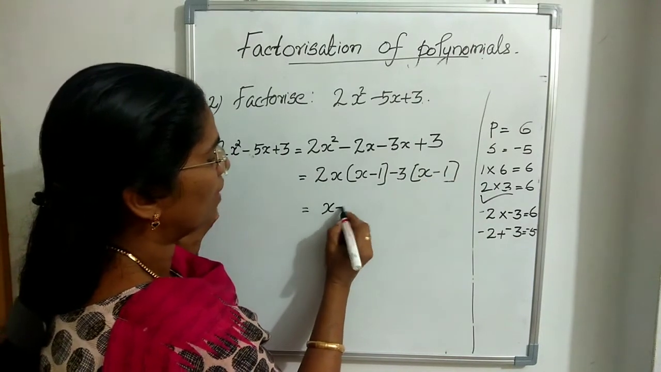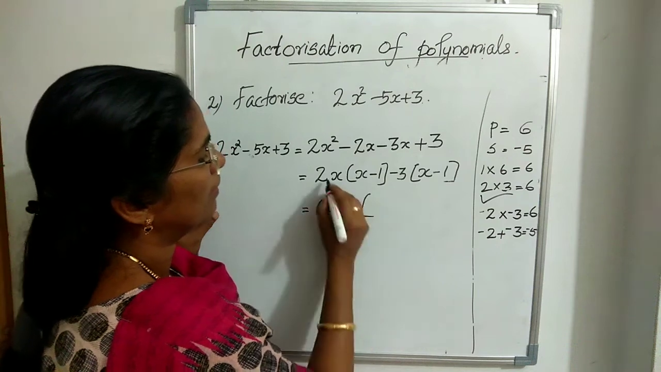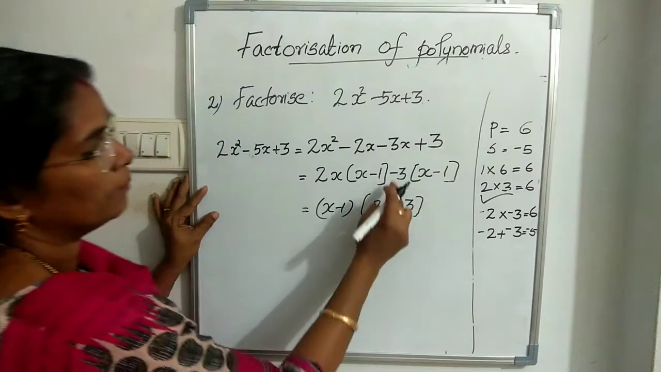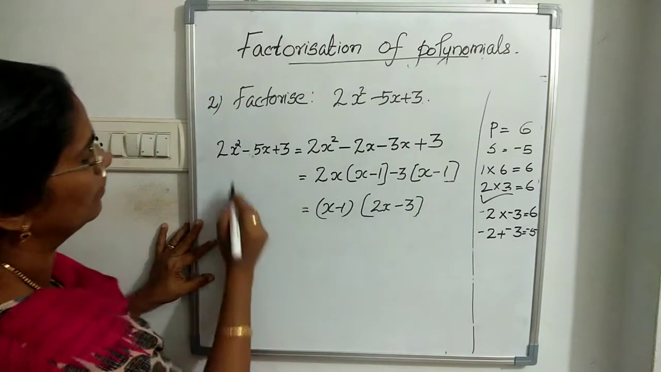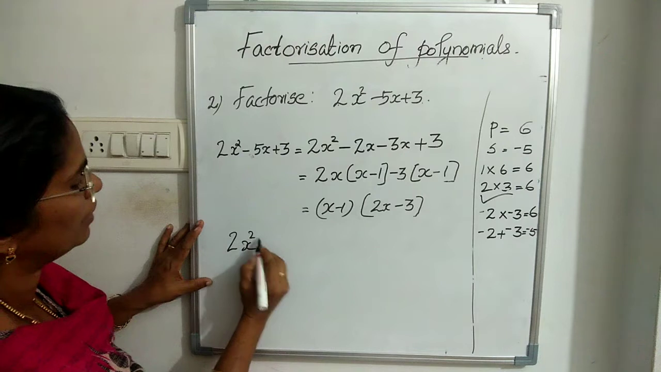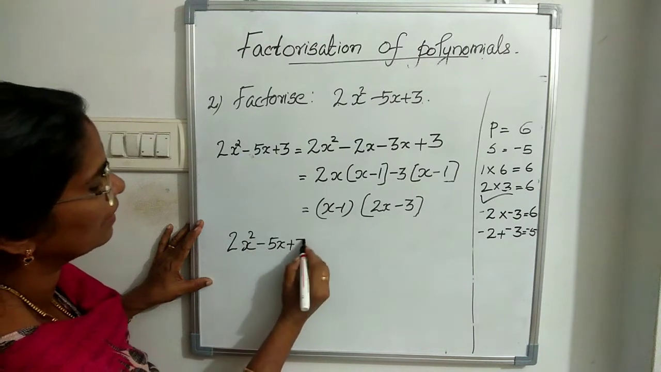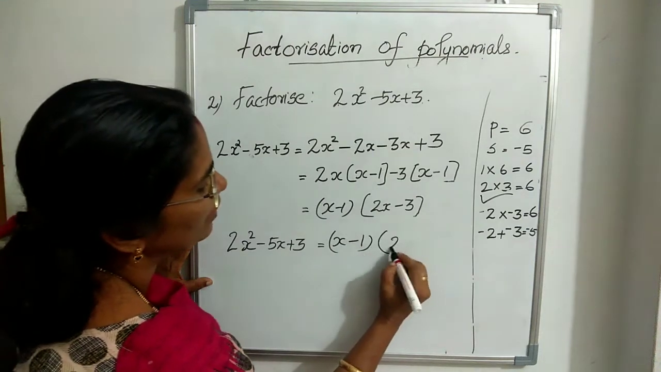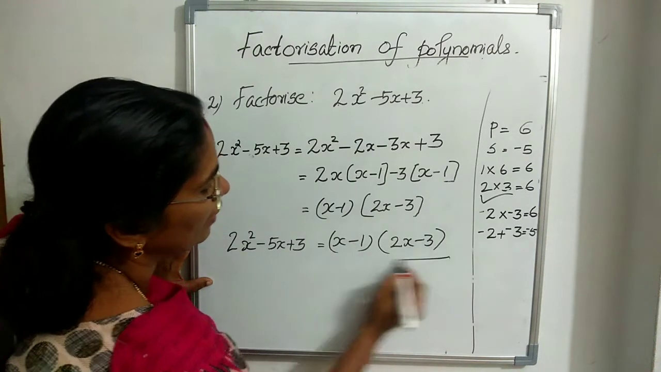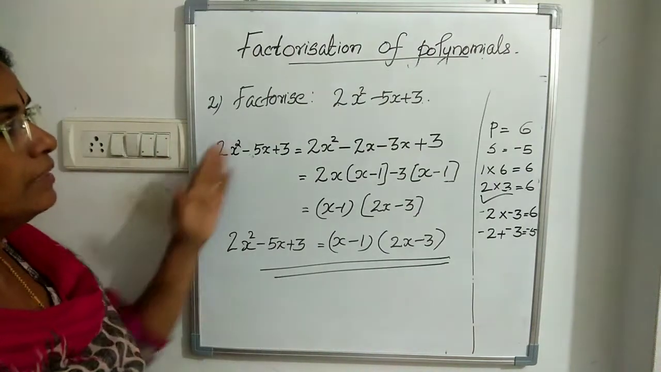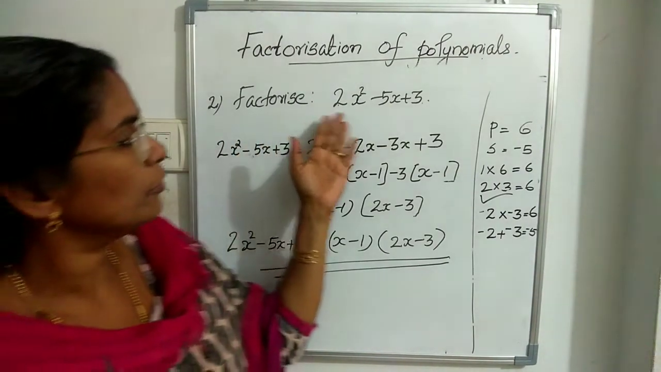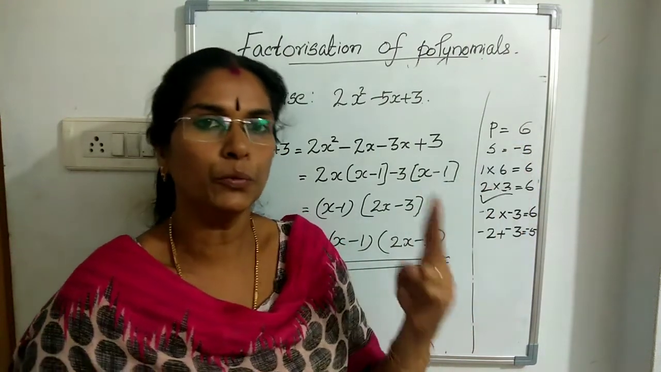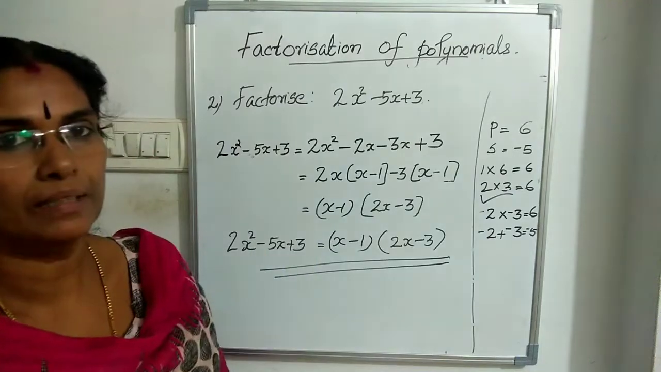So x minus 1 we are taking common again. Then balance, here it is 2x. Here is minus 3. Okay, minus 3 is the second term. Now we can write our polynomial 2x square minus 5x plus 3. We are factorizing and we got x minus 1 and 2x minus 3 as the two factors. I think this is also a very simple question. You have to think about only the product and the sum. This is very important, how to find the two terms. After that is splitting the term.